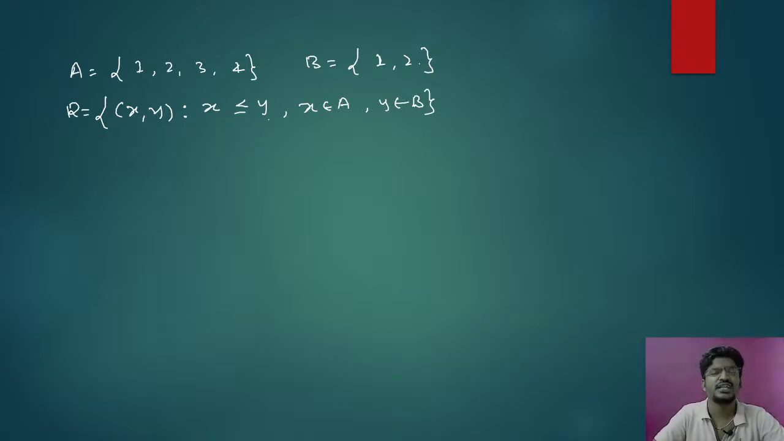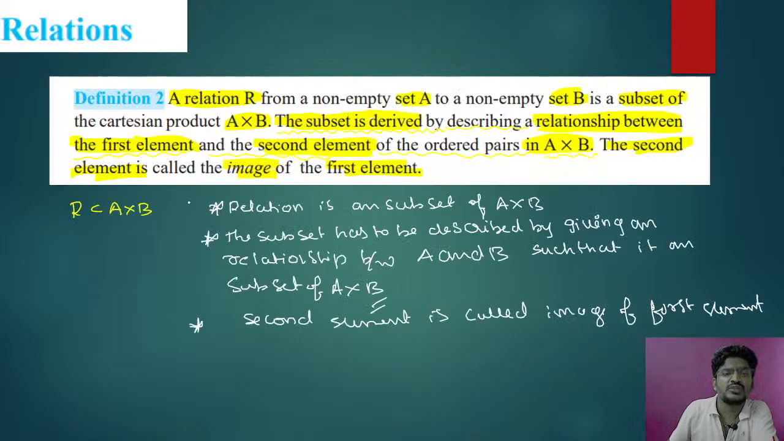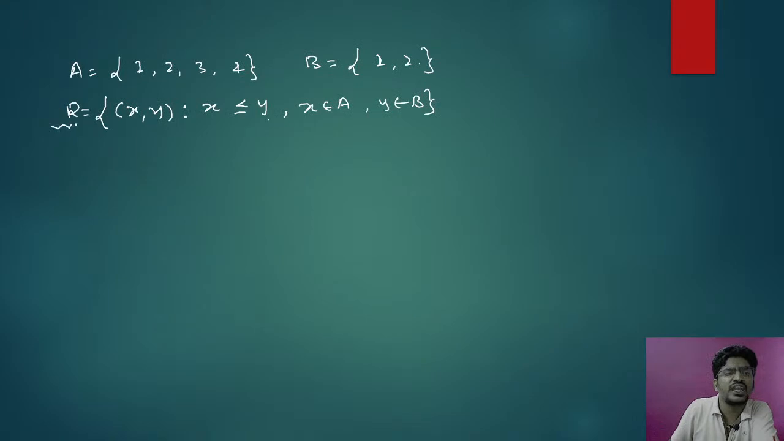So here, first you understand this. What is this relation? See here, the relation must be a subset of A cross B. No problem. And the second one is that the subset has to be described by a relationship between A and B. Now I am defining this relation with this particular relationship, that is x is less than or equal to y. So this is my relationship between x and y.